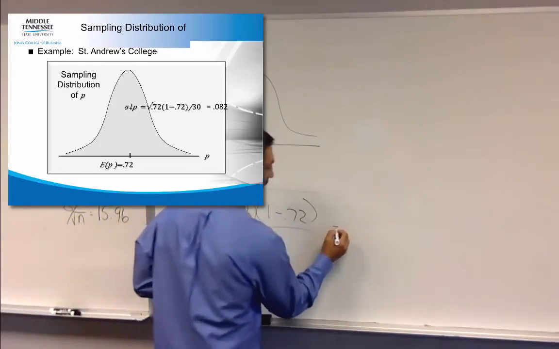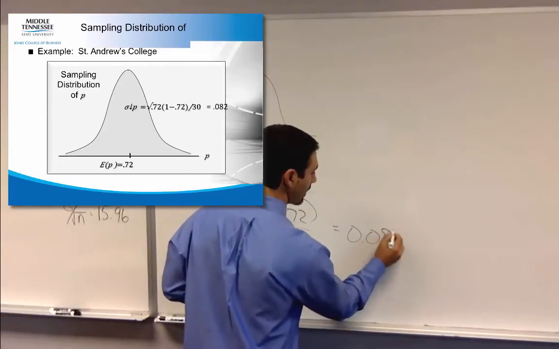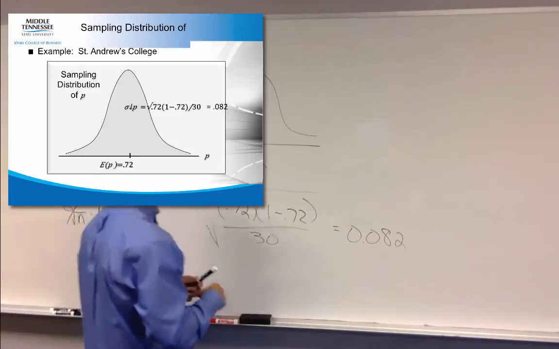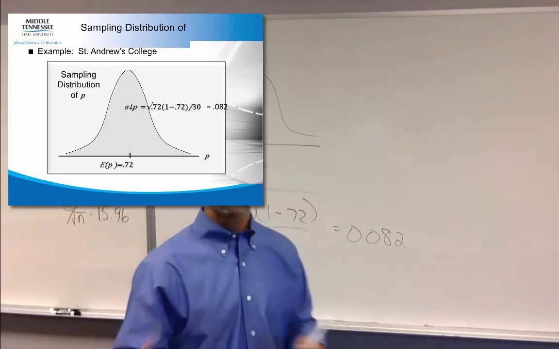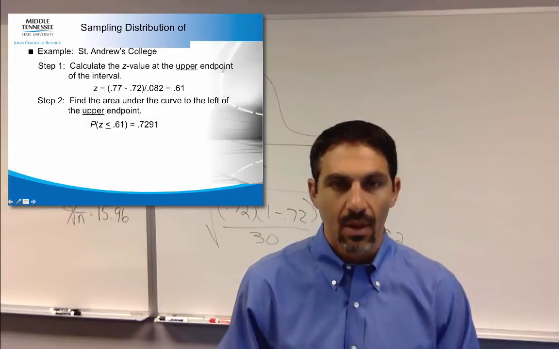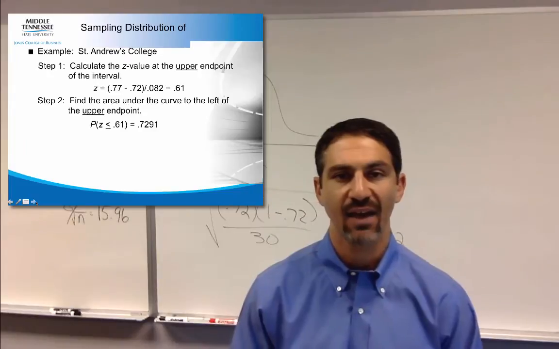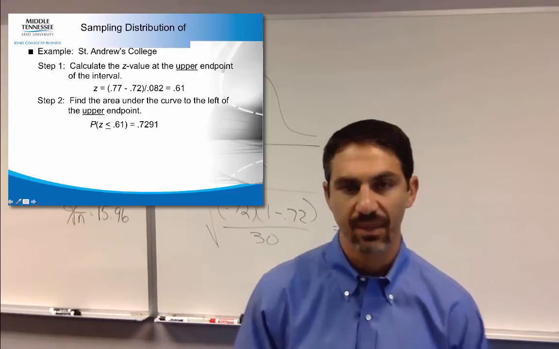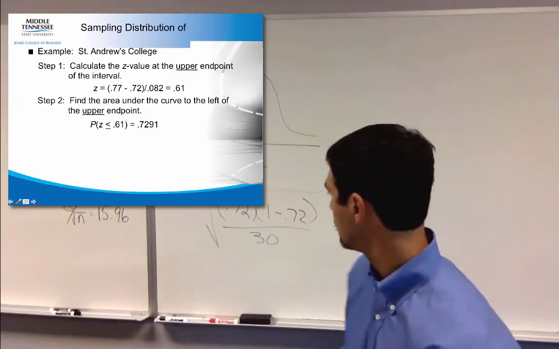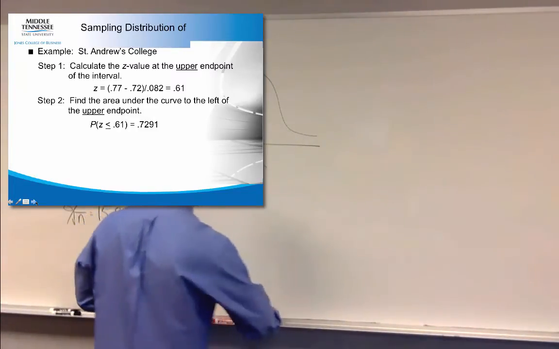And then that value should be 0.082. And so that's what we use as our standard error for a population proportion. So doing the math to find the higher one, it's 0.77 minus 0.72 divided by 0.082. Let's take a look at that here.